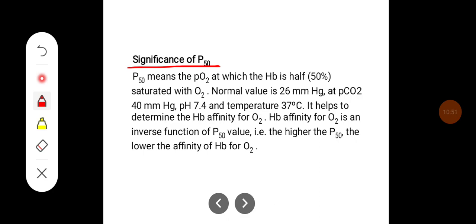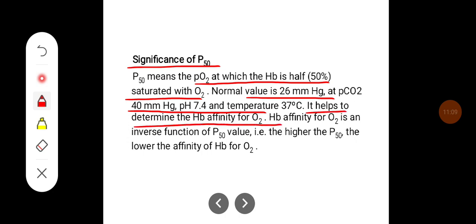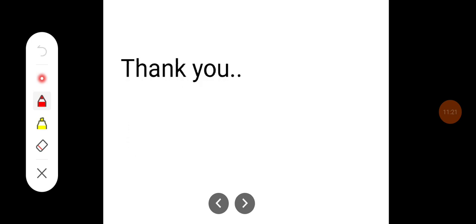P50 means the PO2 at which hemoglobin is 50% saturated with oxygen. The normal value is 26 mm Hg at PO2 40 mm Hg, pH 7.4 and temperature 37 degrees Celsius. It helps to determine the hemoglobin affinity for oxygen. The hemoglobin affinity for oxygen is an inverse function of the P50 value. That is, the higher the P50, the lower the affinity of hemoglobin for oxygen. This is in brief about oxygen transport.